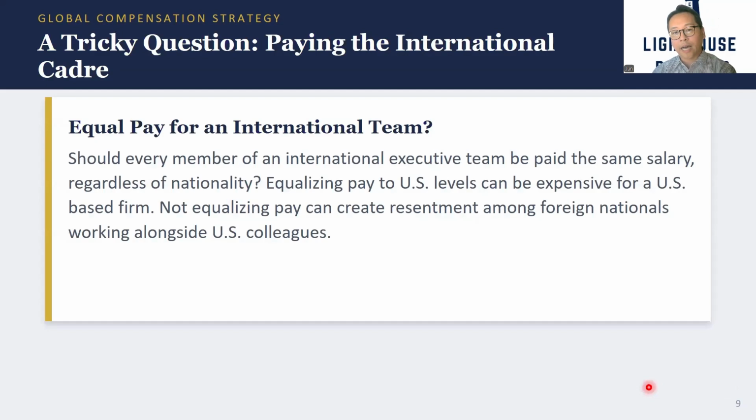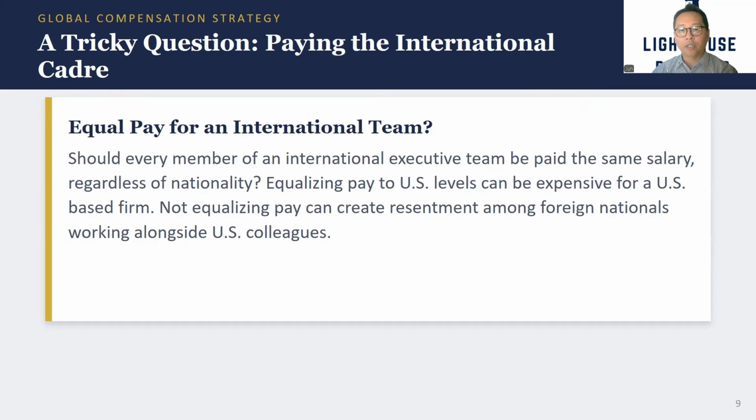The international cadre means a core group of executives who move around the world together as part of the company's global leadership team. So you can consider it as like a top leadership team. Should every member of this international cadre be paid the same salary and receive the same incentive pay, no matter which country they come from?